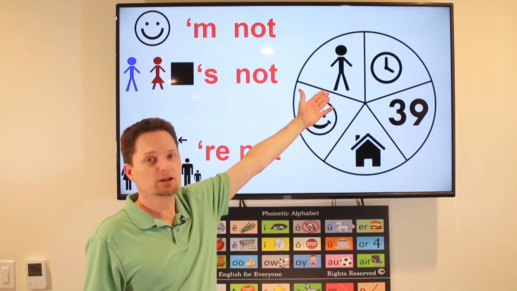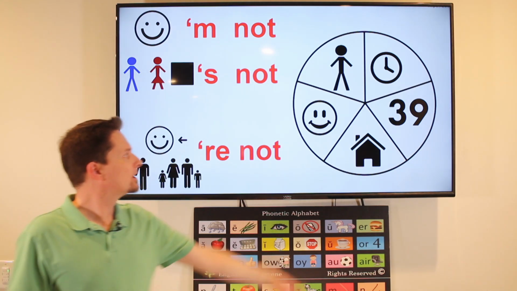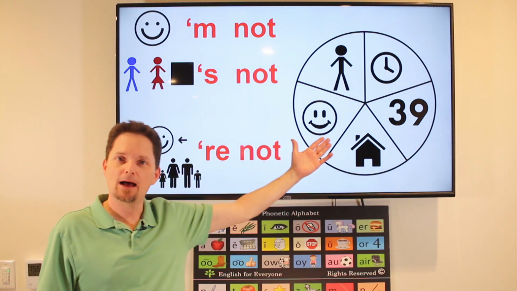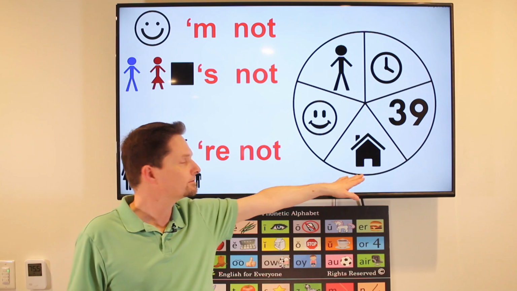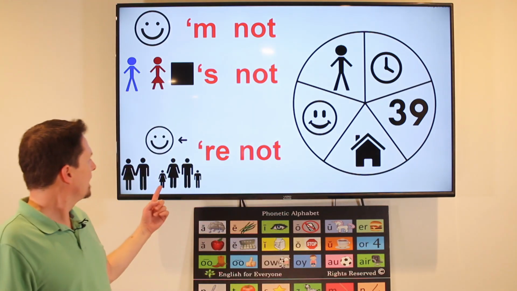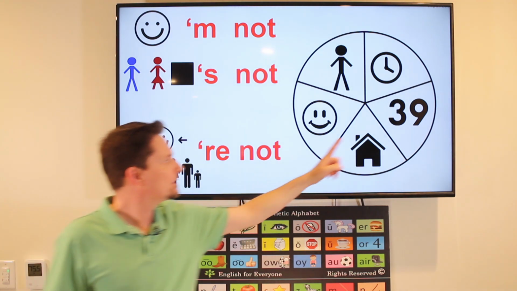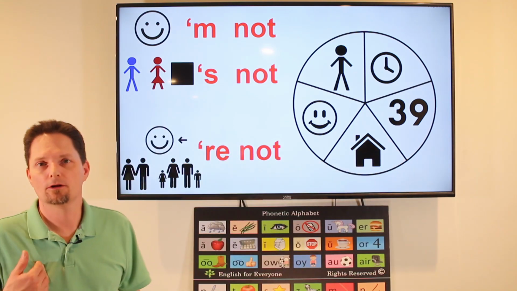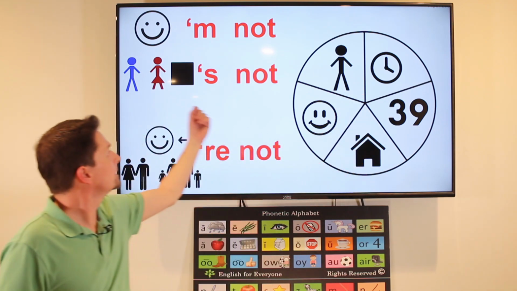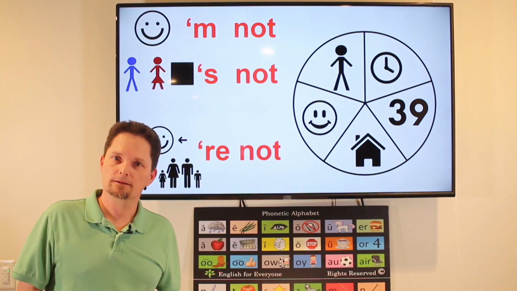We use them for profession. I'm not a doctor. I'm a teacher. For description, she's not angry. She's happy. For location, you are not in the class. You are at home. They're at school. They're not at home. Age: I'm not 39. I'm 48. For time, it is, it's. It's not 3 o'clock. It's 8 o'clock.